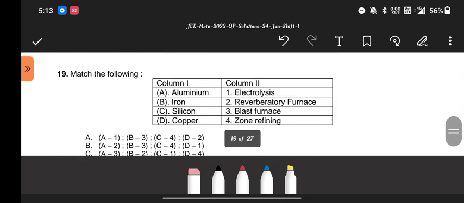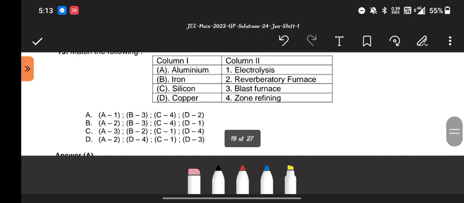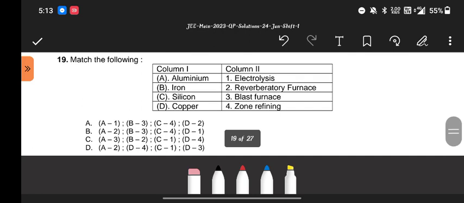Okay. The next 19th question they asked: here two columns are given. In column 1 they have given aluminum, iron, silicon, copper. In column 2 they have given electrolysis, reverberatory furnace, blast furnace, zone refining. So the options are given: A to 1, B to 3, C to 4, D to 2; A to 2, B to 3, C to 4, D to 1; A to 3, B to 2, C to 1, D to 4; A to 2, B to 4, C to 1, D to 3.